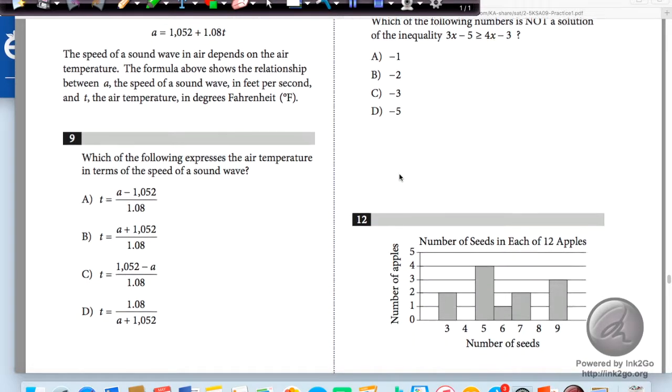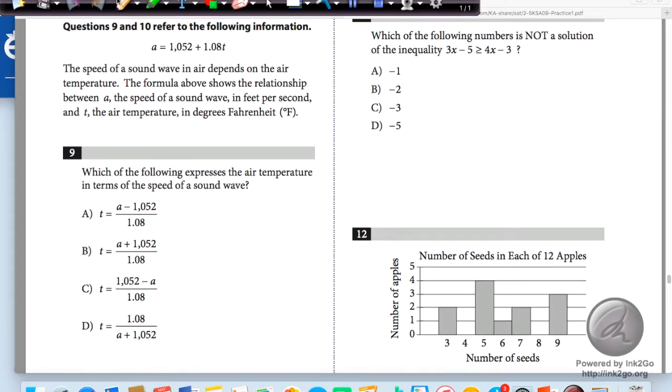So problem 9 is referring to this equation here, where it says A equals 1052 plus 1.08 t. It says the speed of a sound wave in air depends on the air temperature. Most likely, T is going to represent temperature, which would make the speed of a sound wave A. It says the formula above shows the relationship between A, yes, speed of a sound wave, in feet per second, and T, yes, the air temperature, in degrees Fahrenheit.